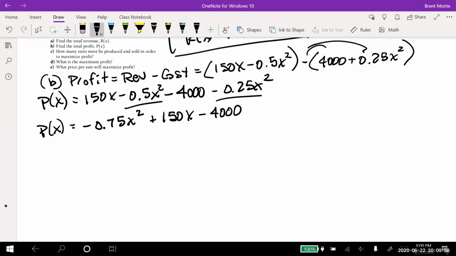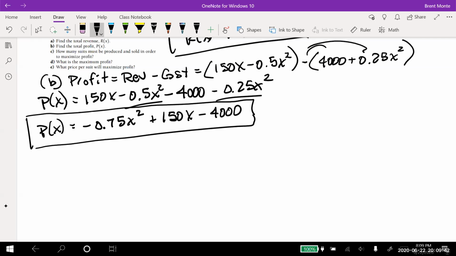All right, there's my profit function. So that's part B. C says how many suits must be produced and sold in order to maximize profit. Well, we're trying to maximize what I just boxed. So for C, to maximize profit, what do we do? You find the critical values by taking the derivative.